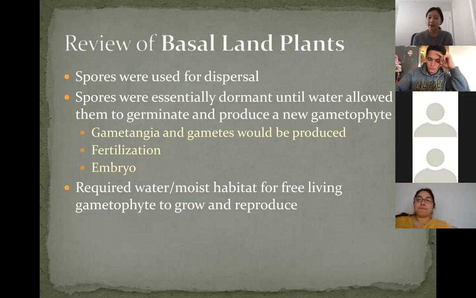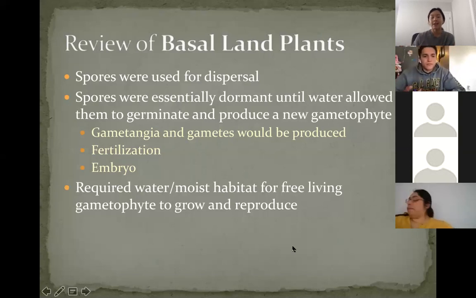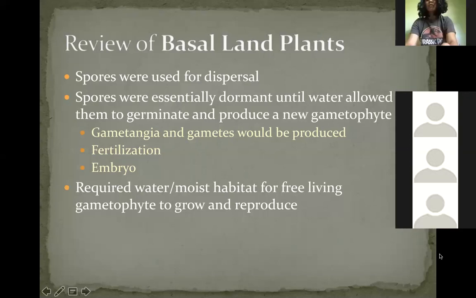That diploid sporophyte would undergo meiosis and produce haploid spores. So remember that even though the sporophyte is diploid, it's going to be producing haploid spores, because then that haploid spore is going to produce a haploid gametophyte. In order for any of this to happen, those spores have to be in water or some kind of really moist and almost muggy habitat for the free living gametophyte to grow and reproduce. So in order to complete that life cycle, again, that spore has to be in water.